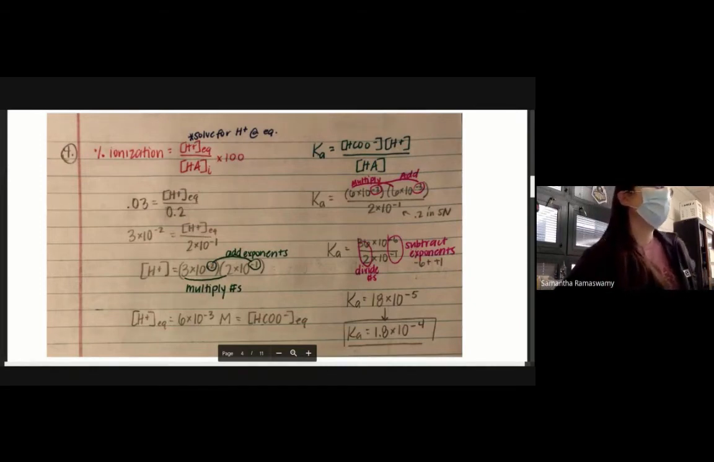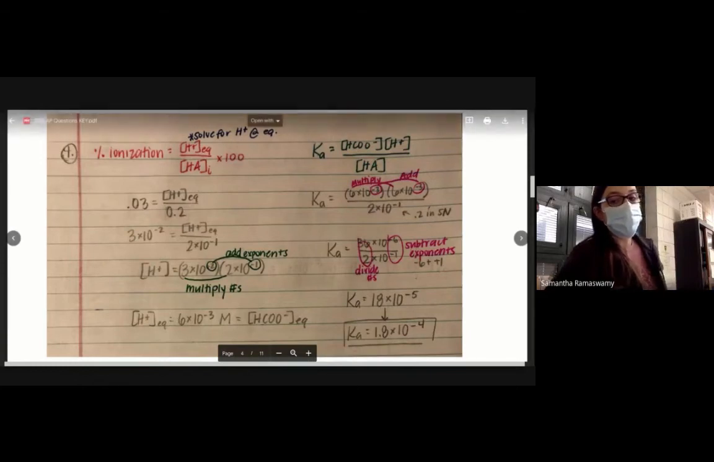What's important to remember is that at equilibrium, that is also the concentration of the conjugate base, because they both start at 0 and they both change by the same amount because they're 1 to 1. So if that's H plus and the conjugate base, the problem wants you to find Ka. Ka is products over reactants.